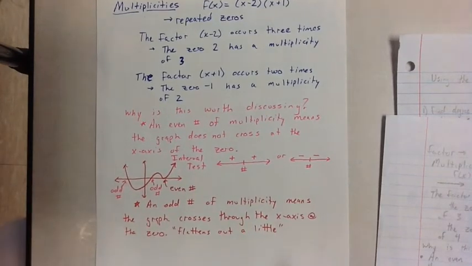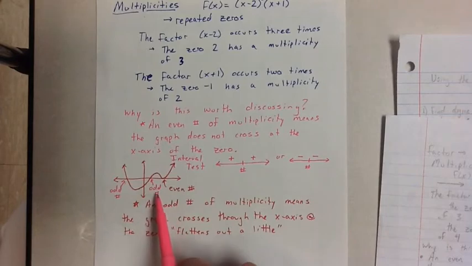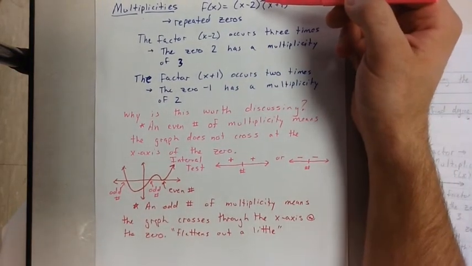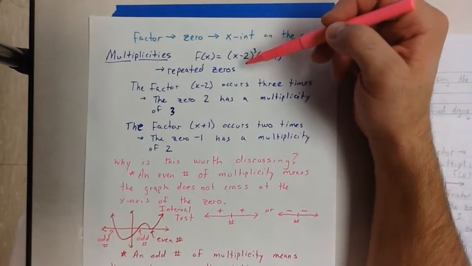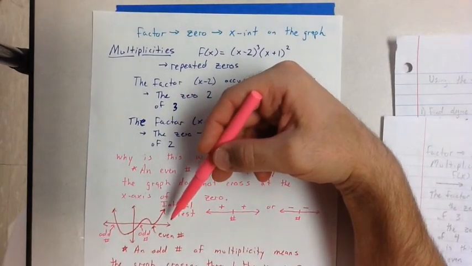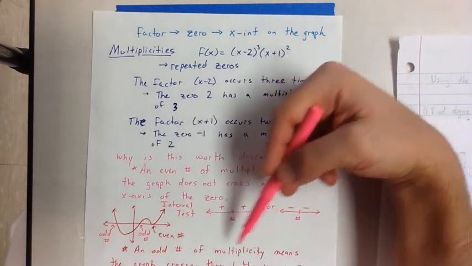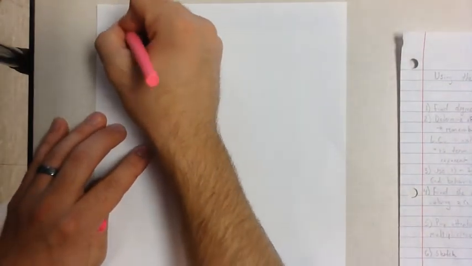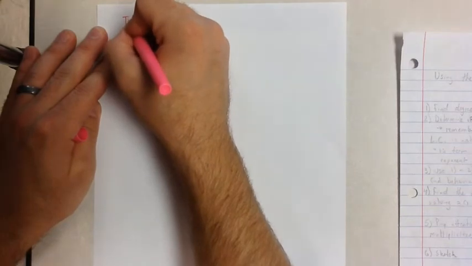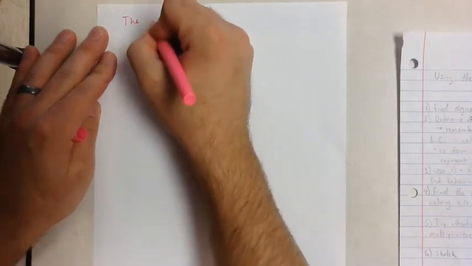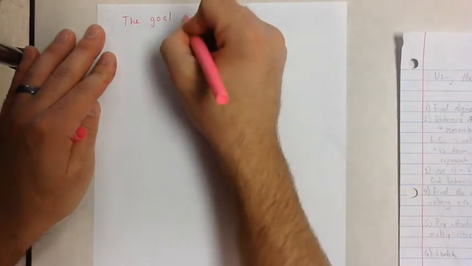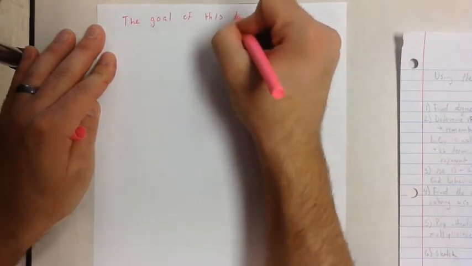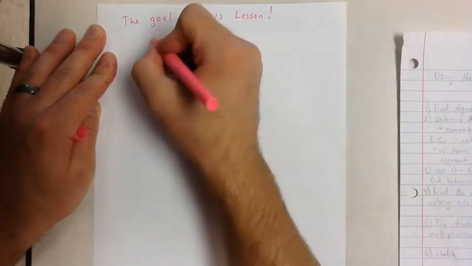So that's the whole purpose of multiplicity, to help us understand how the repeated zeros, we see up here the repeated zeros, how that affects our graph. So I think with this, we're ready to sketch a graph. So let's say we have the goal of this lesson. Let's sketch.